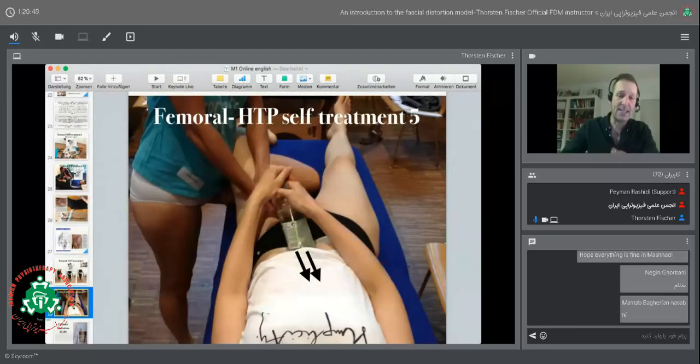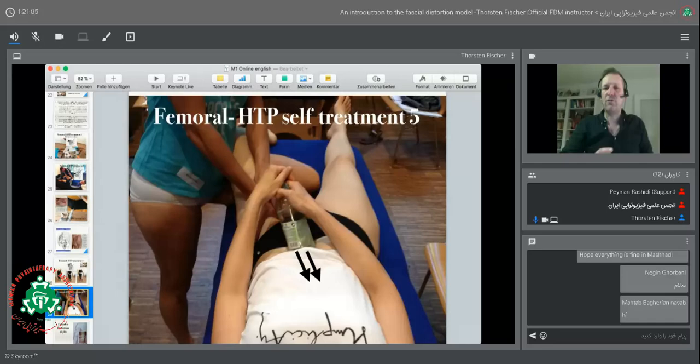And then I tell my patient, please, when you lay in bed in the evening, put something like a pillow or the cover under your knee so that your knee is not extended, just a little bit flexed, and then pull the tissue inside.